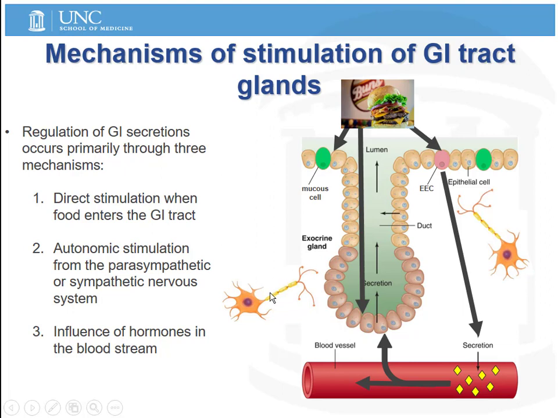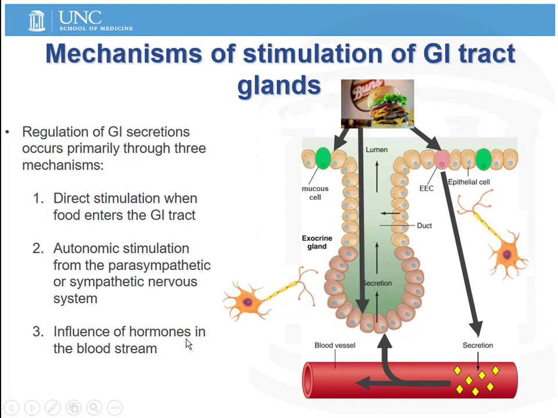Parasympathetic stimulation generally increases rates of secretion, especially in the parts of the GI tract that are innervated by the vagus parasympathetic nerves. That's the salivary glands, esophageal glands, gastric glands, pancreas, and Brunner's glands, as well as the distal large intestine. And in contrast, sympathetic stimulation generally reduces secretions by vasoconstriction of blood vessels supplying the glands.